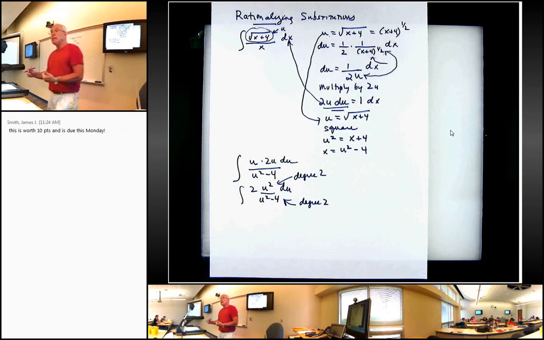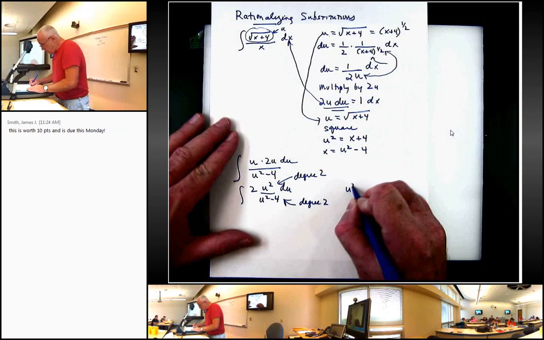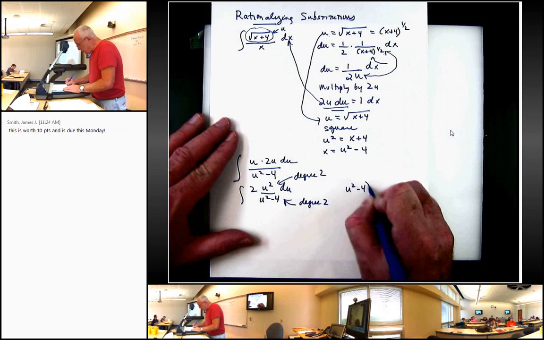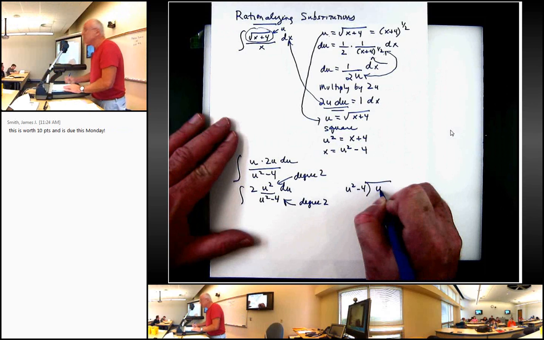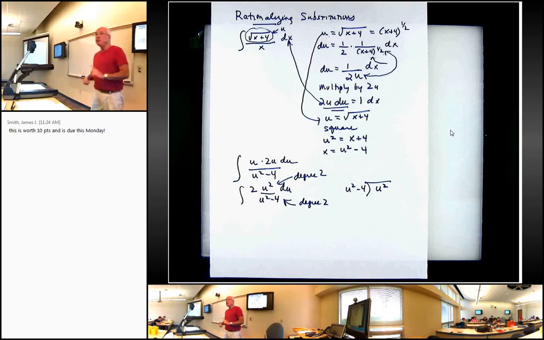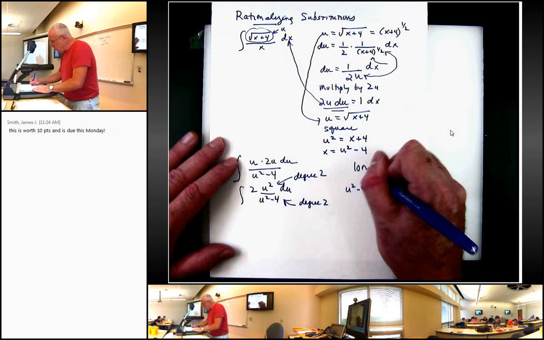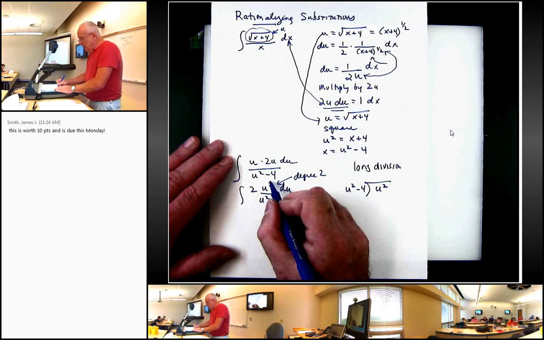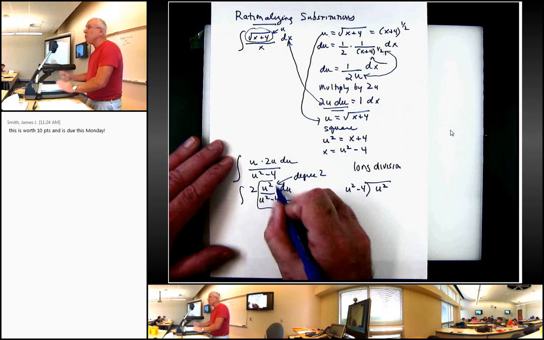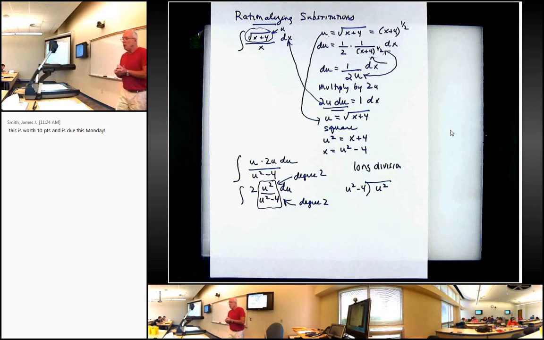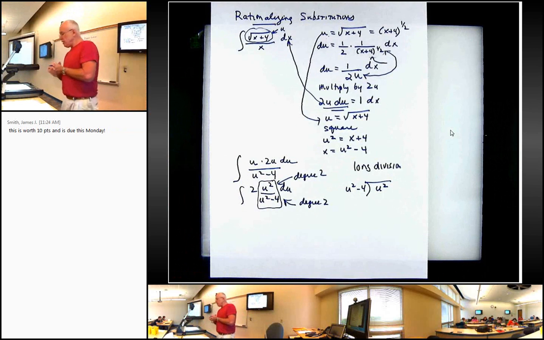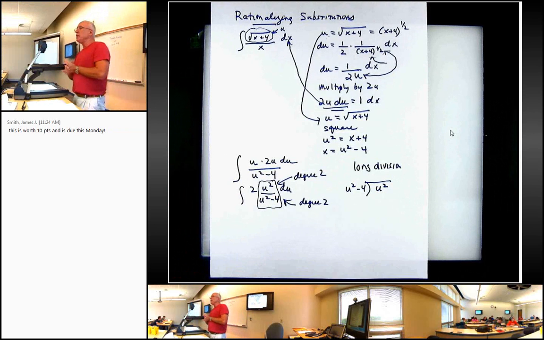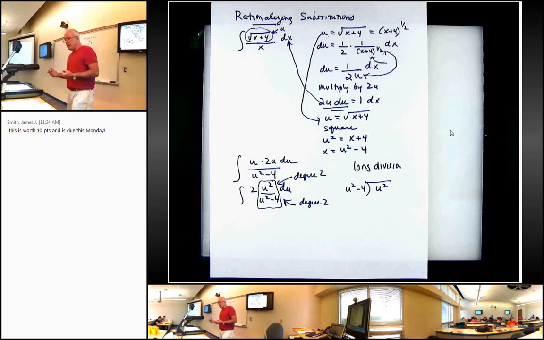So guess what I need to do? Good old-fashioned long division in order to get the remainder and the quotient. I'm going to use long division to rewrite this entire expression right here. Okay, so I put my u squared under that, whatever they call that thing, and to the left I have u squared minus 4. So I just divide.